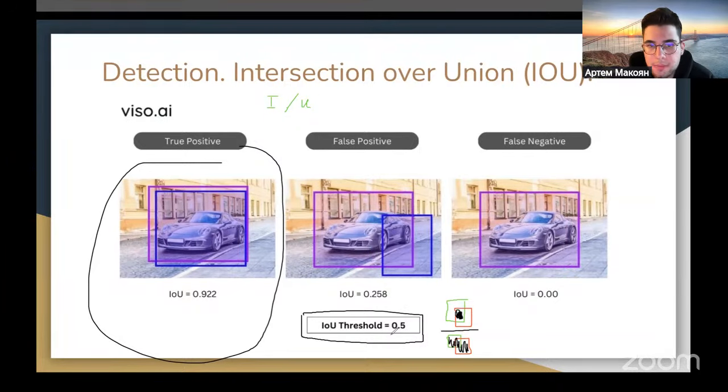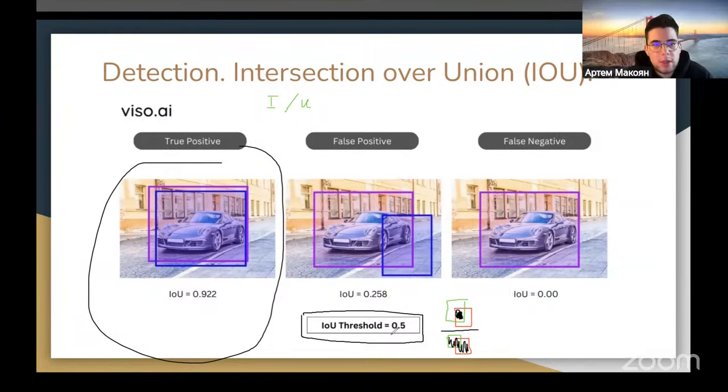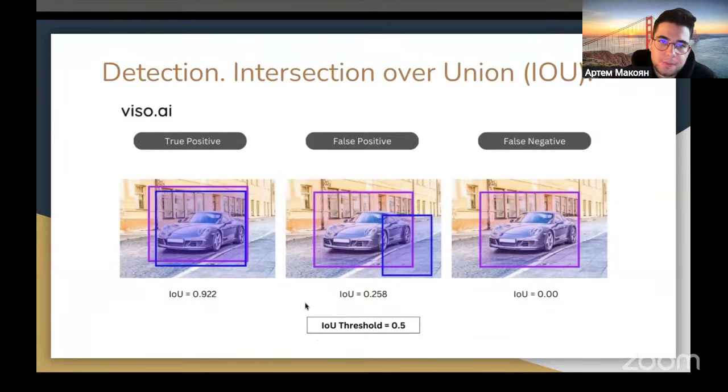Okay? Because we want to evaluate our model on some benchmarks to get some metrics, and IOU is, I think, the most popular metric you can use for object detection. And we will use it next in different things. Okay, let's go on.